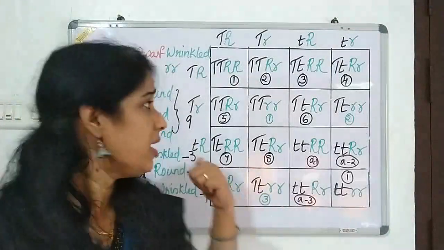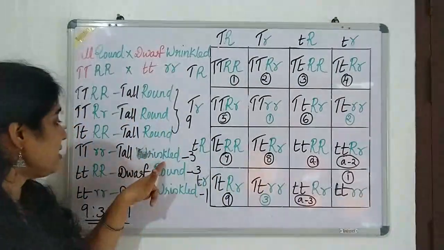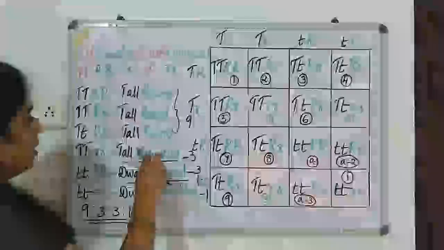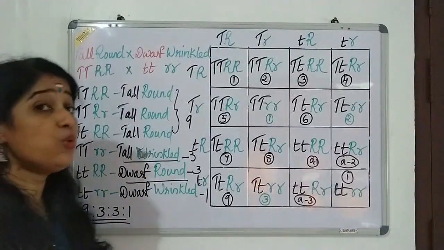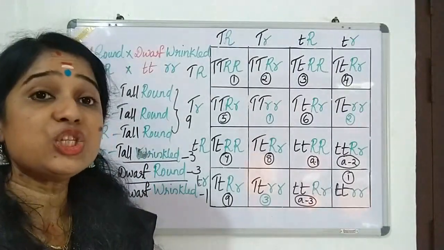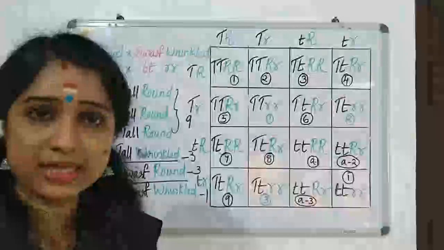Yes, tall, wrinkled and next one, tall, wrinkled and dwarf, round. These 2 were the newly produced varieties only. Tall, round and dwarf, wrinkled. These 2 were the newly formed varieties.